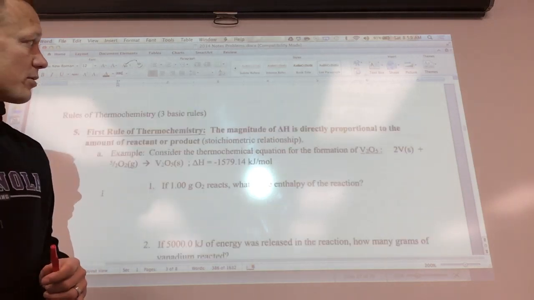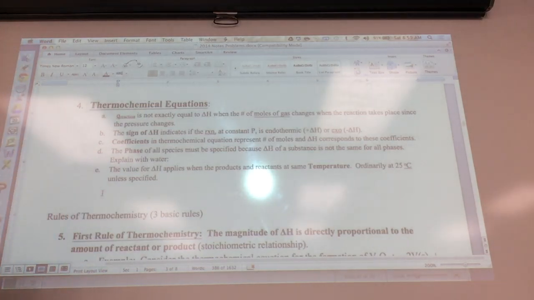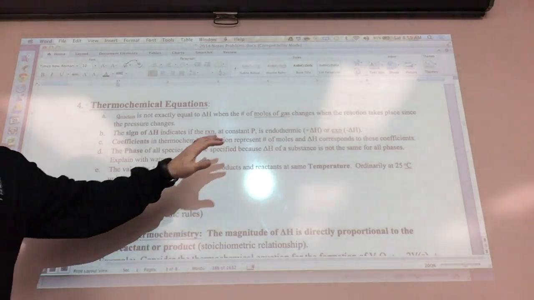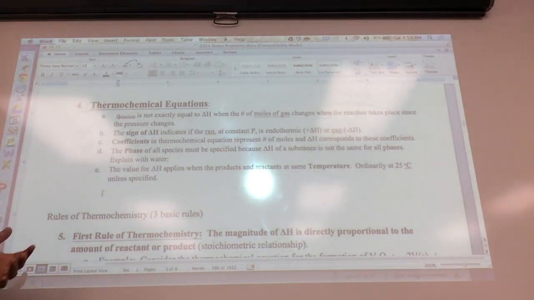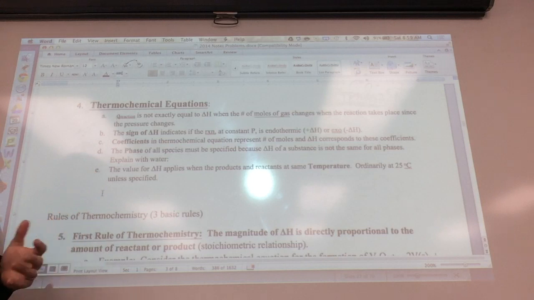Here's number 4, thermochemical equations. Again, we'll worry about moles of gas another time, but it's basically everything I just told you there.